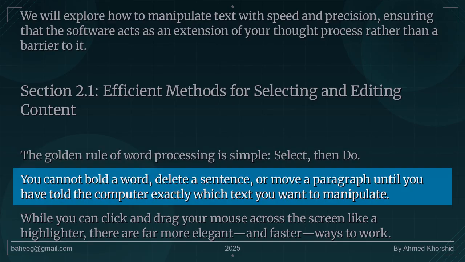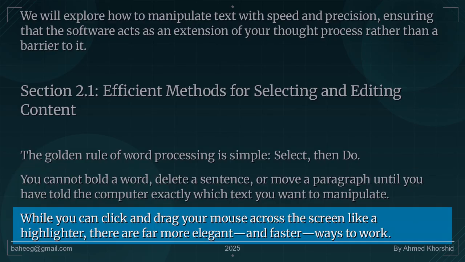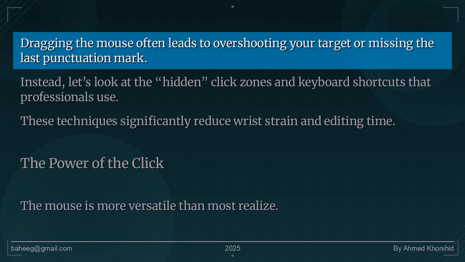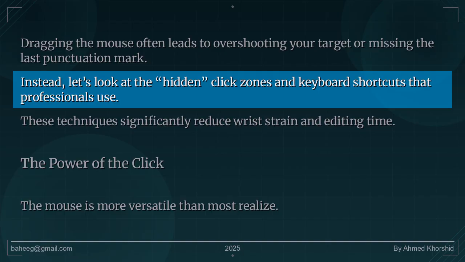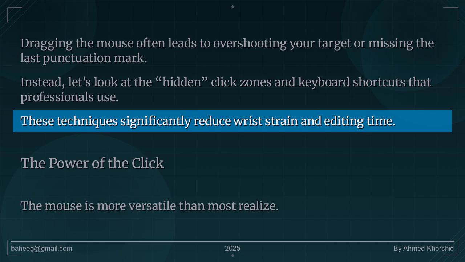You cannot bold a word, delete a sentence, or move a paragraph until you have told the computer exactly which text you want to manipulate. While you can click and drag your mouse across the screen like a highlighter, there are far more elegant and faster ways to work. Dragging the mouse often leads to overshooting your target or missing the last punctuation mark. Instead, let's look at the hidden click zones and keyboard shortcuts that professionals use. These techniques significantly reduce wrist strain and editing time.